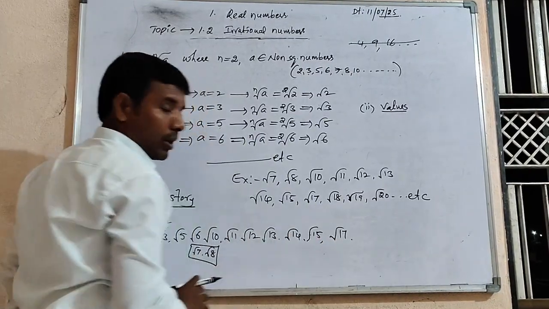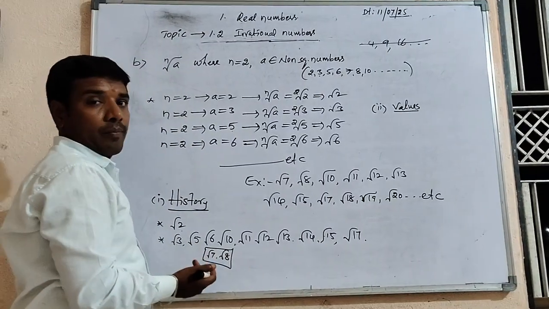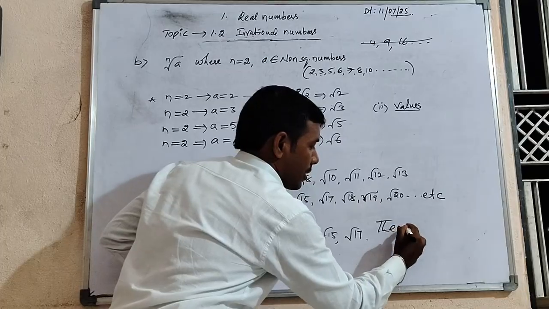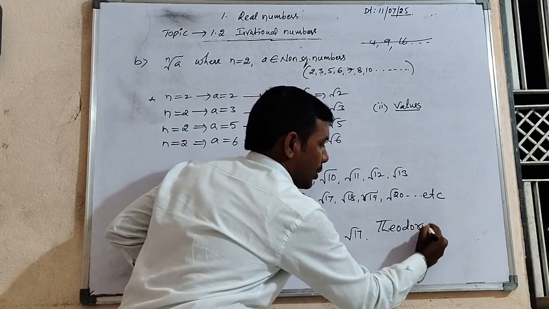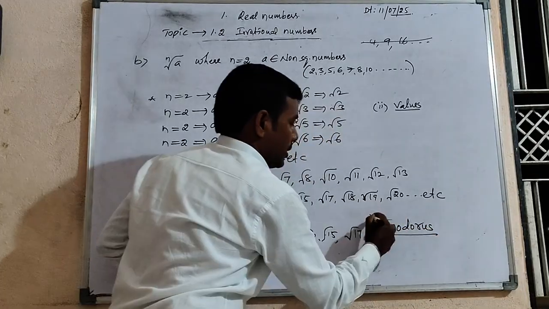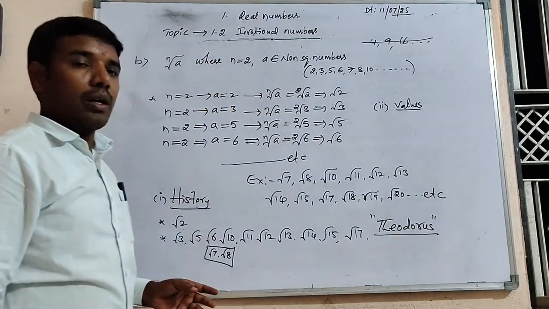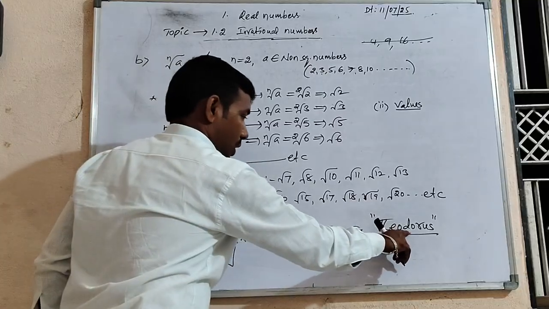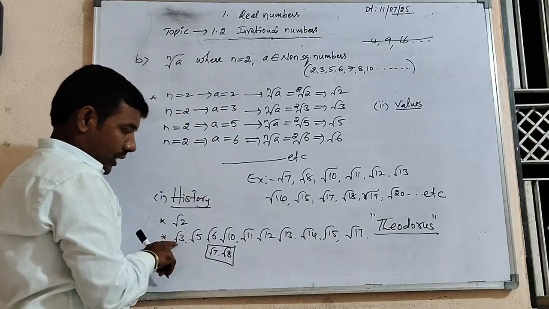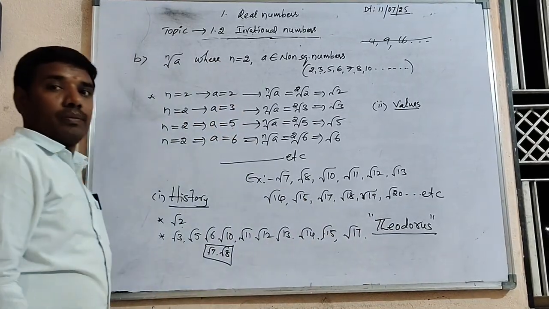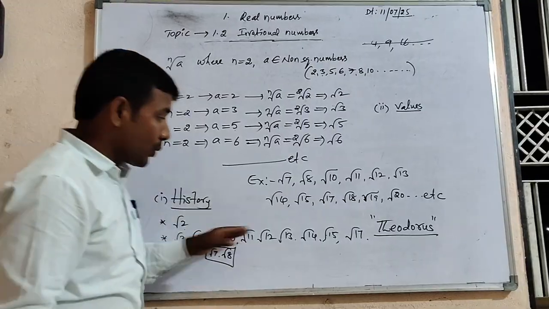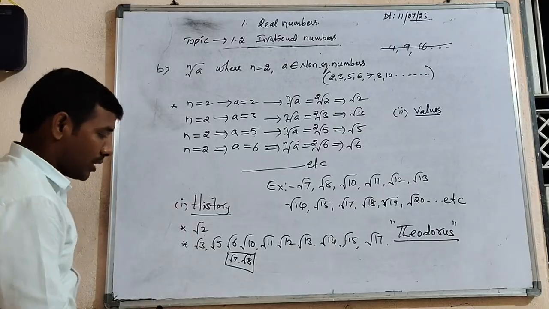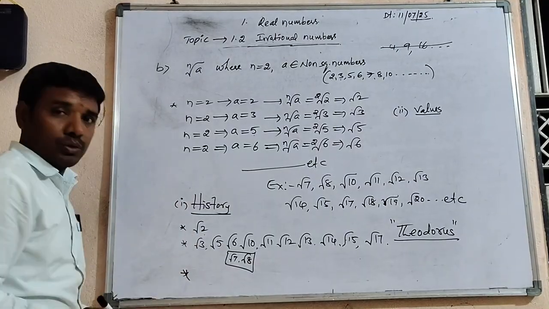Those values were proved by Theodorus, a famous mathematician from Greece. He said that these are also irrationals, and he proved it as well. And one more important thing I want to announce.